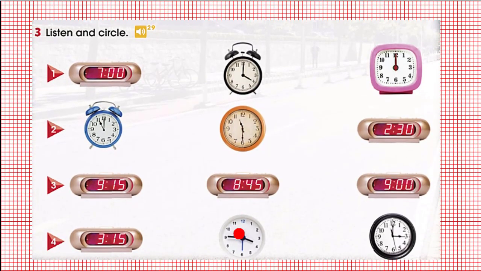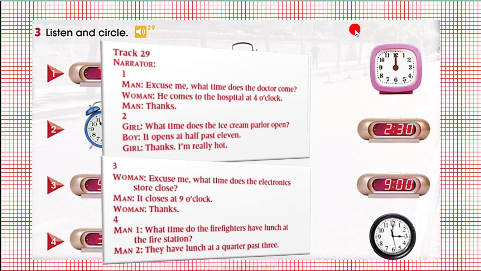Okay, according to this, we are going to go for activity number 3. In activity number 3, it's very simple. Tenemos 3 relojes acá, ok, y hay 4 descripciones, right? Cada descripción tiene una hora específica. Entonces, we are going to listen and we are going to circle what is the correct clock according to the description. Ok? Entonces, vamos a escuchar. Let's listen together. Track 29.